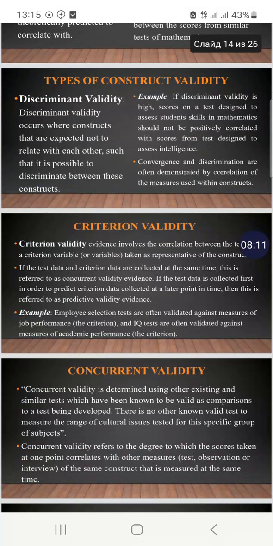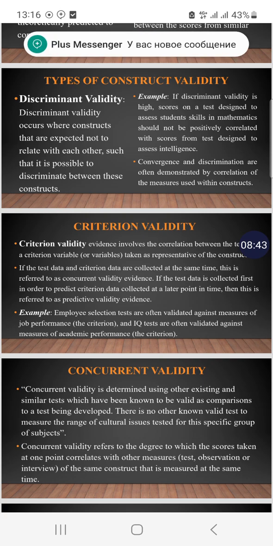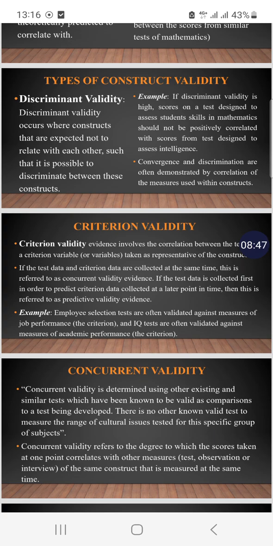Types of construct validity. Discriminant validity. Discriminant validity occurs where constructs that are expected not to relate to each other, such that it is possible to discriminate between these constructs. For example, if discriminant validity is high, scores on a test designed to assess students' skill in mathematics should not be positively correlated with scores from tests designed to assess intelligence. Convergence and discrimination are often demonstrated by correlation of the measure used within constructs.